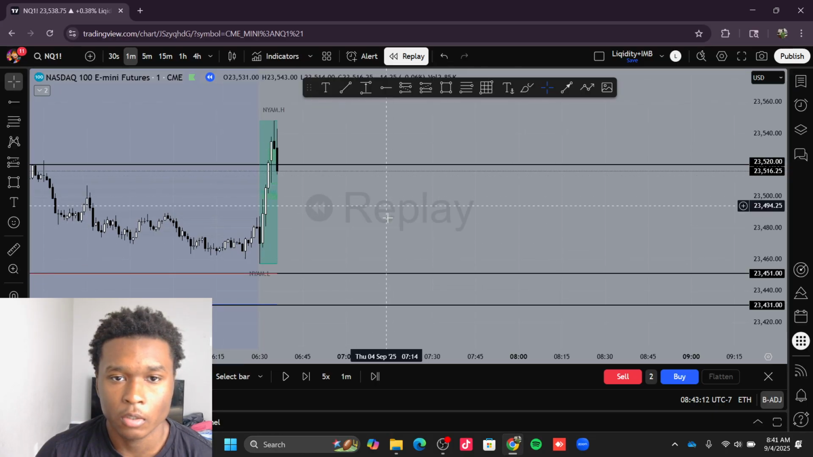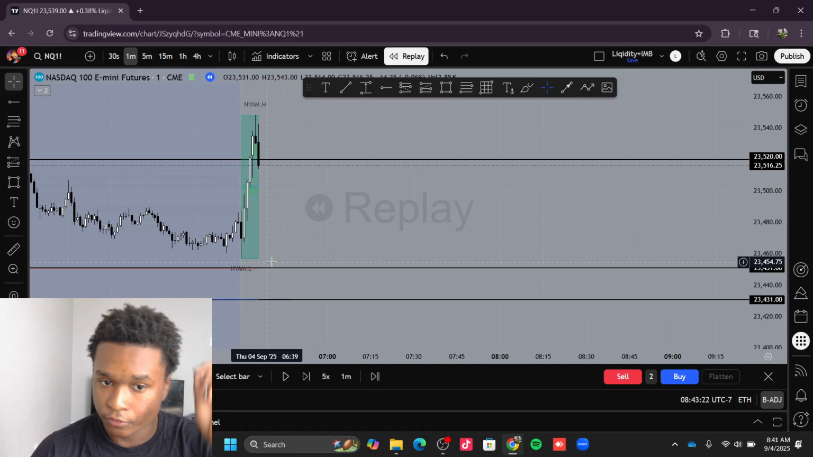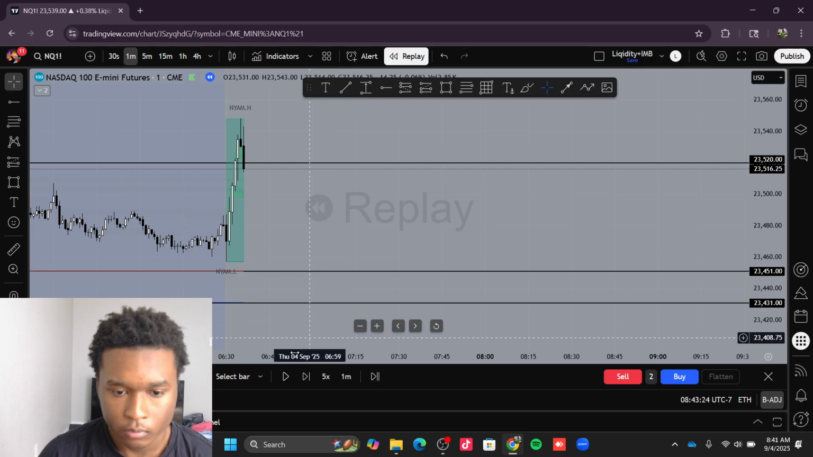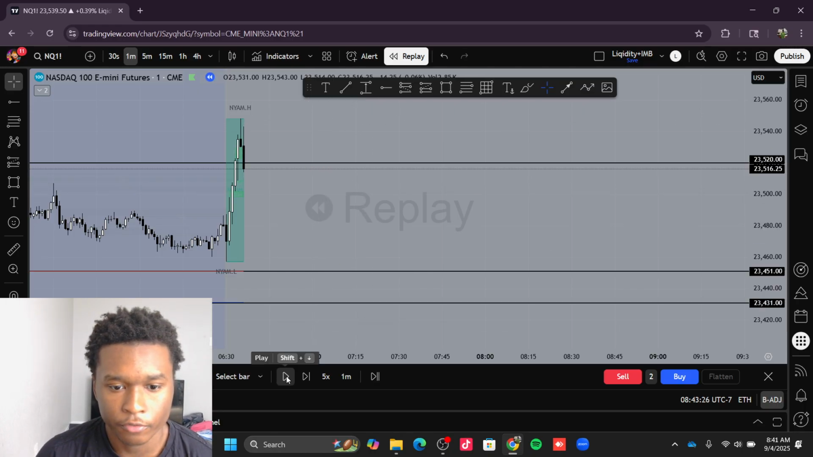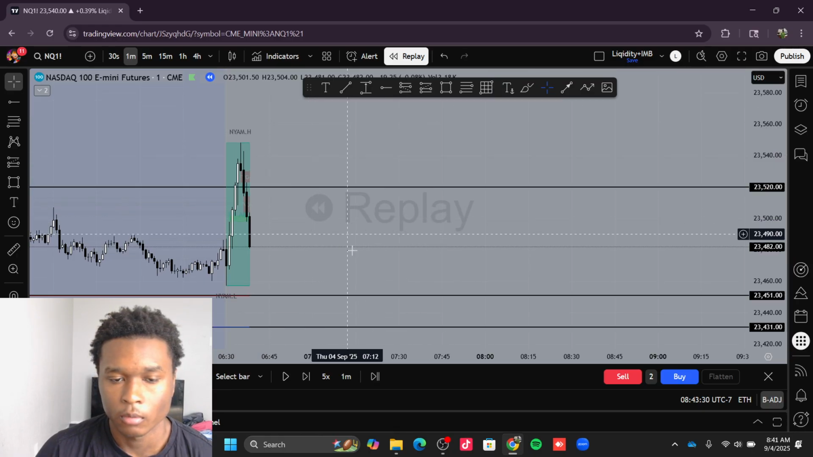Every time I go short, I always target the closest low. Let's just say we have two daily lows for the London and Asia sessions. I'd always target the first one just to play it safe. So I wait for my entry to form. Boom, this is my entry right here, my entry model.